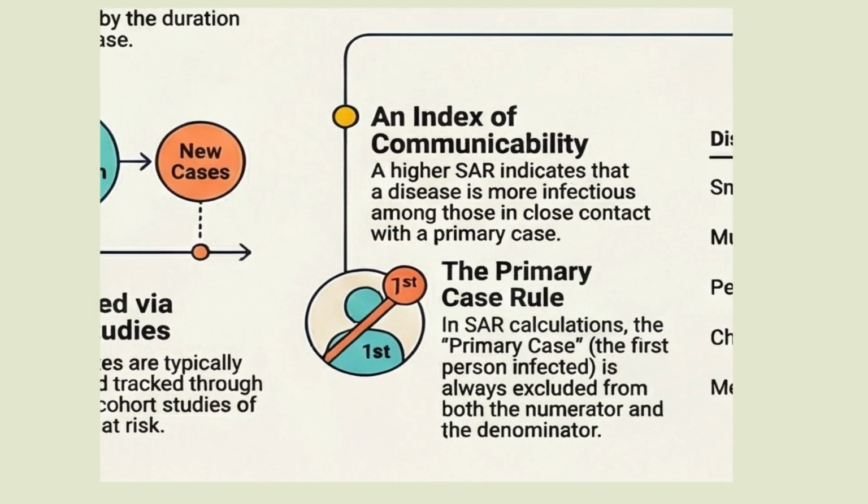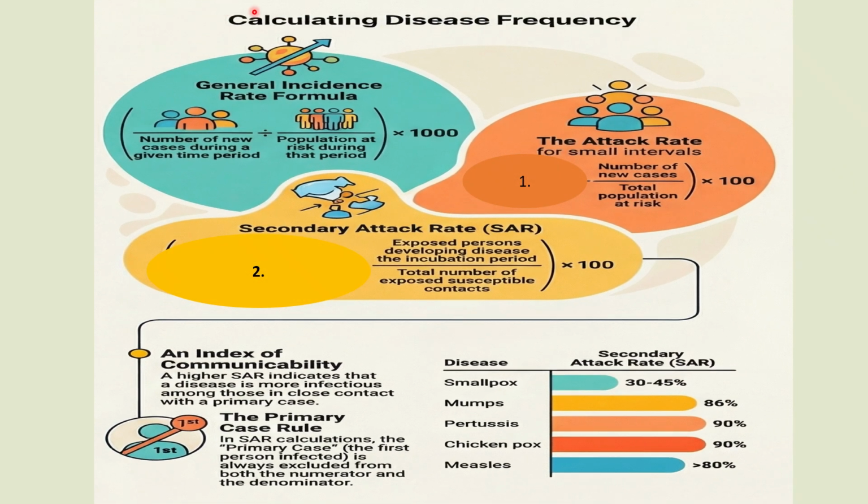For calculating disease frequency, now let's talk about the formulas. First, incidence rate is equal to number of new cases during a given time period upon population at risk during that period into 1000. We multiply by 1000 to express it as a rate per 1000 people.